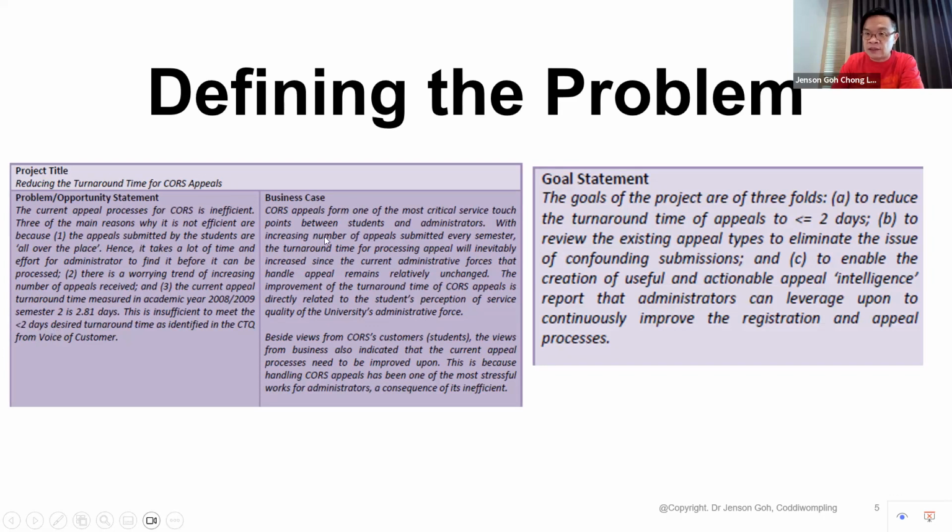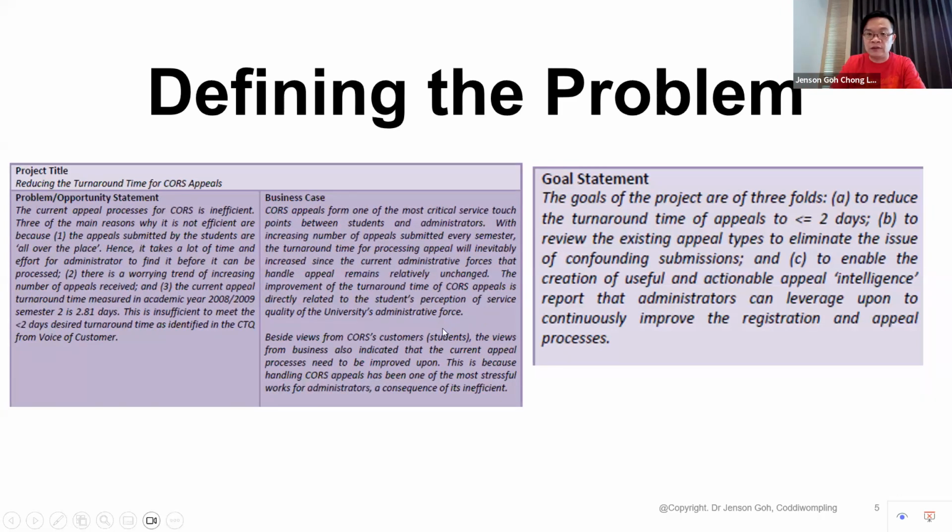And so then we came up with a business case, because we need to propose it to my boss. In order to make sure our boss understands that this is something we really wanted to do, that will really add value to the students, especially in the process of module registration, we wrote up a business case to say that course appeal is one of the most critical services, a touch point between students and administrators. If the number of appeals submitted every year increases, then the turnaround time will inevitably increase. And if the current administrative force remains the same, then we have to think of ways to improve the turnaround time of course appeal, so that we are able to improve productivity.